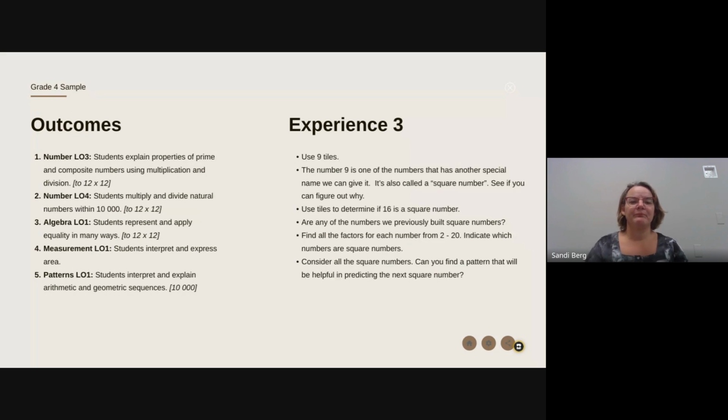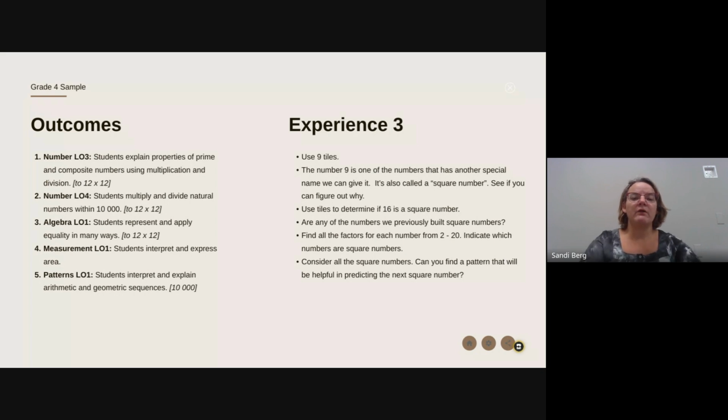Experience 3. This time we'll take 9 tiles, and we're going to build different arrays, rectangular arrays. The number 9 is one of the numbers that has another special name we can give it. It's also called a squared number. See if you can figure out why it's called a square number based on the arrays that you build.